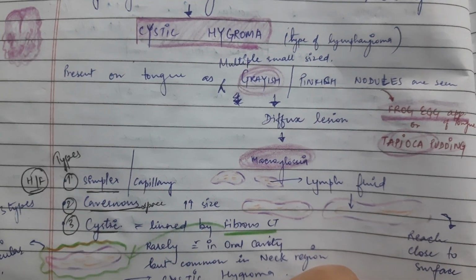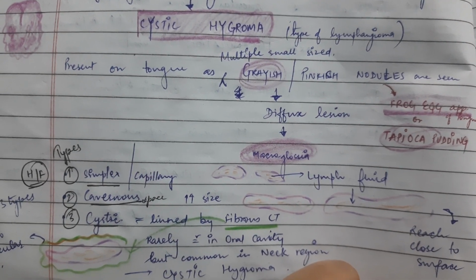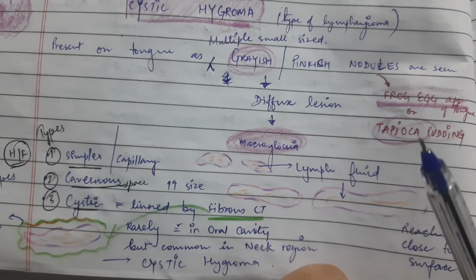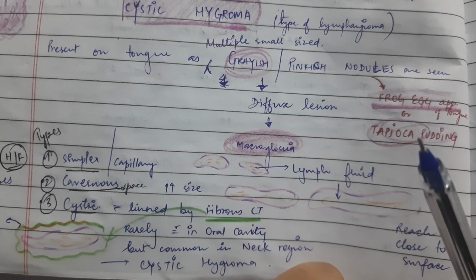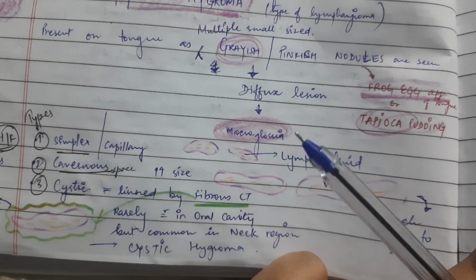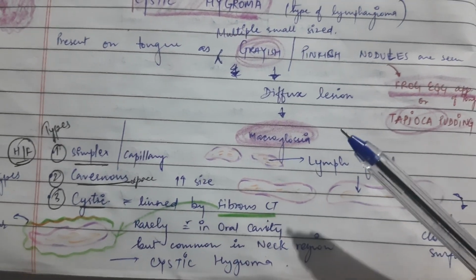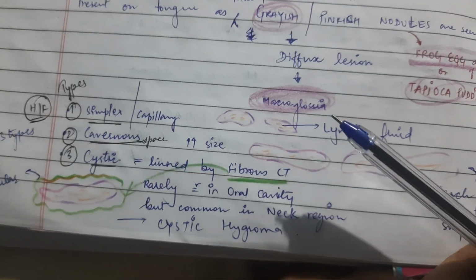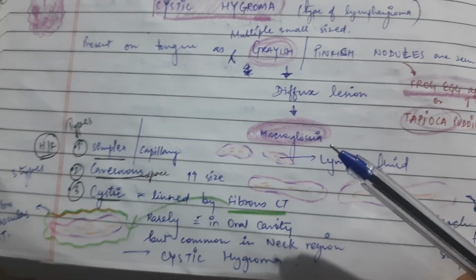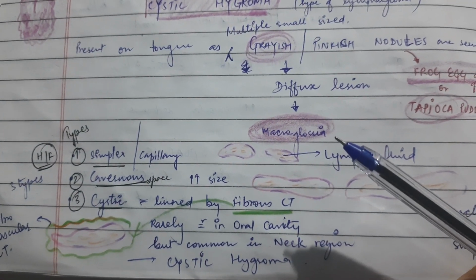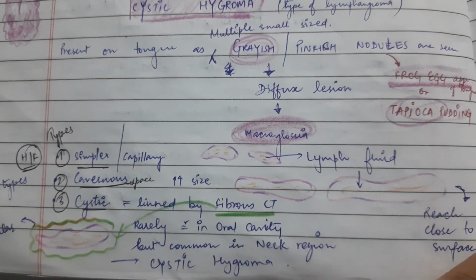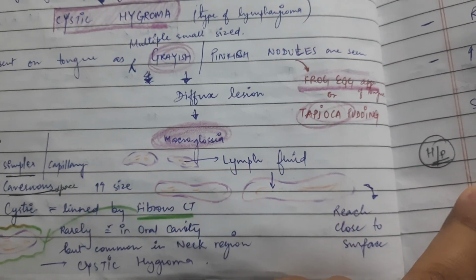Histological features: there are three types of lymphangiomas. The simplex or capillary type has simple capillaries. The cavernous type has dilated spaces. Then the cystic type is lined by fibrous connective tissue and vascular connected, rarely seen in the oral cavity but common in the neck region. This is cystic hygroma.